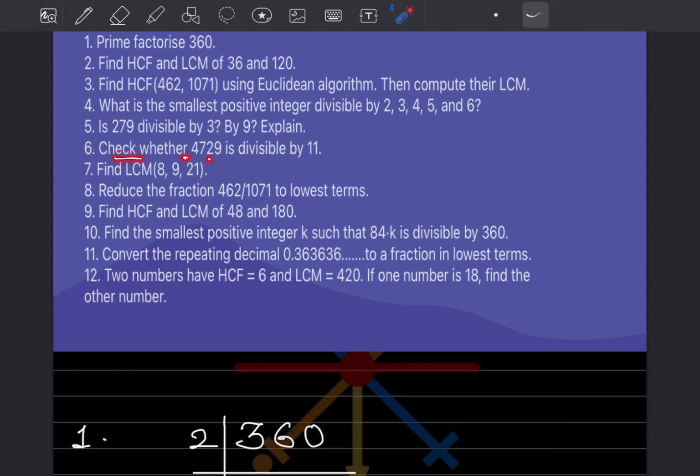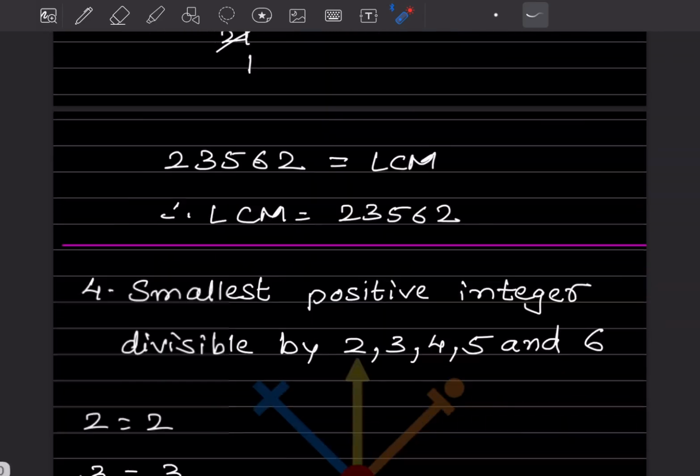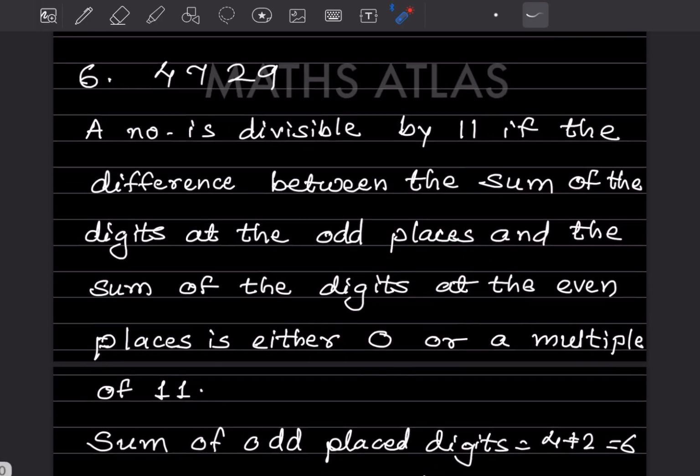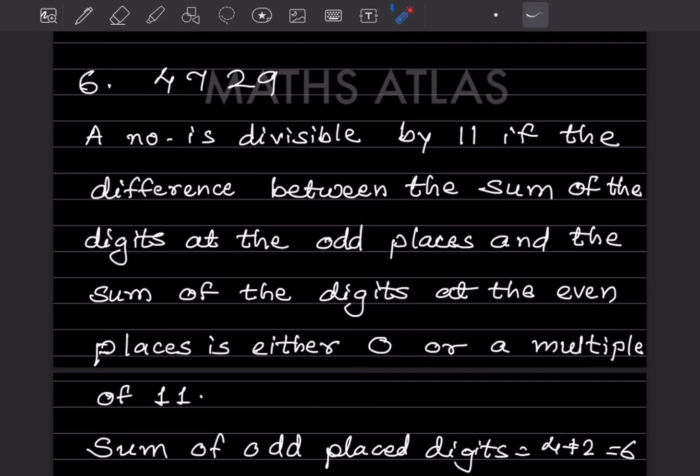Check whether 4729 is divisible by 11. So for 4729, this is the rule for that. A number is divisible by 11 if the difference between the sum of the digits at the odd places and the sum of the digits at the even places is either 0 or a multiple of 11. So this is the rule for the divisibility of 11.